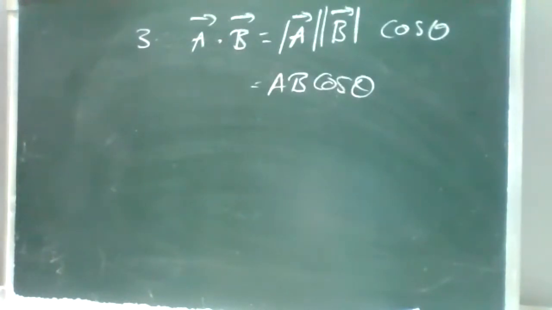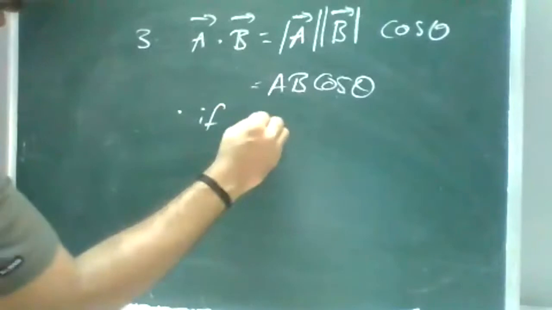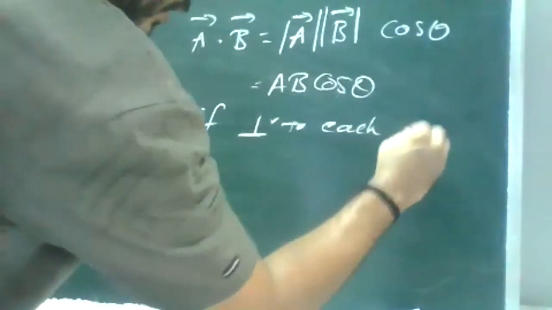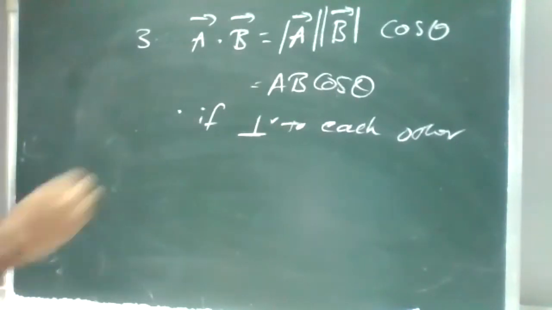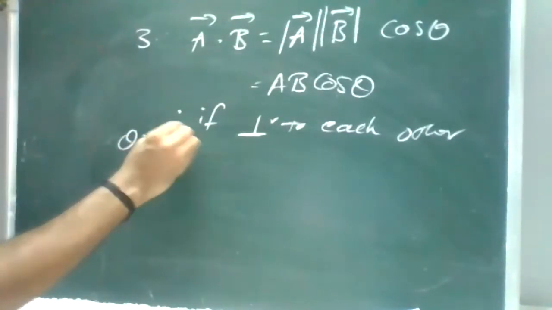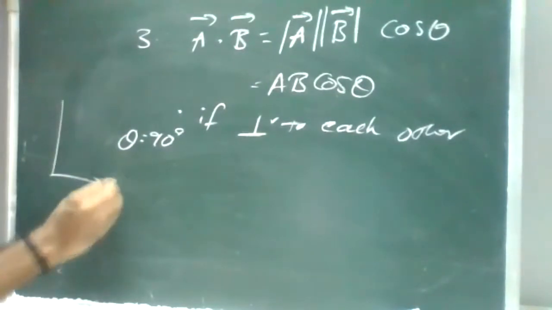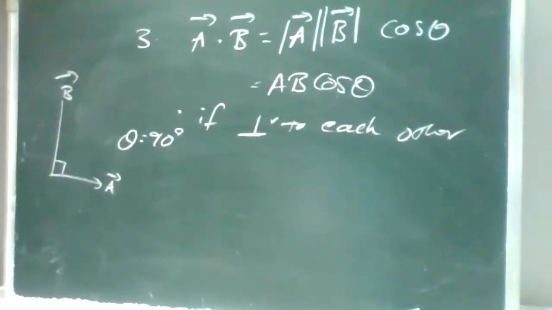In this relation, if two vectors are perpendicular to each other, is the subheading. When it is perpendicular to each other, theta is equal to 90 degrees. So A vector and B vector are perpendicular to each other, theta is equal to 90 degrees.